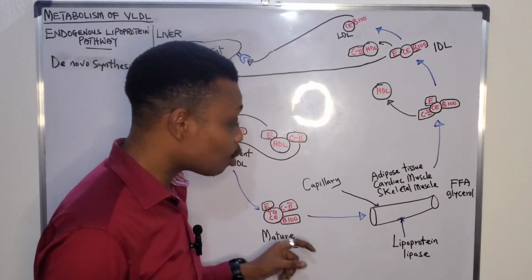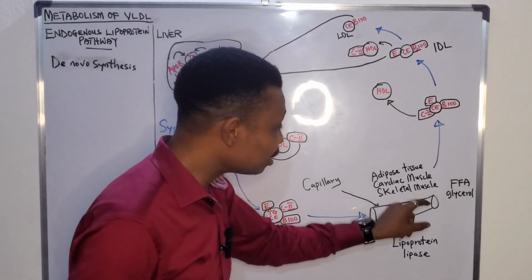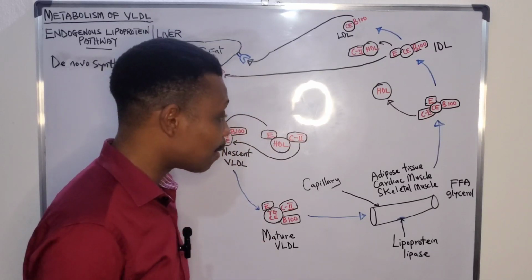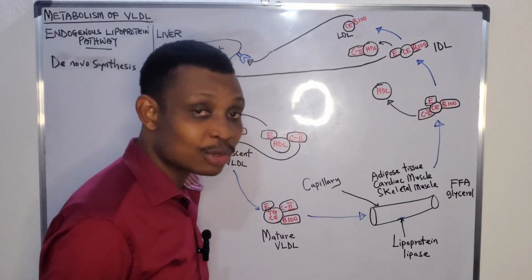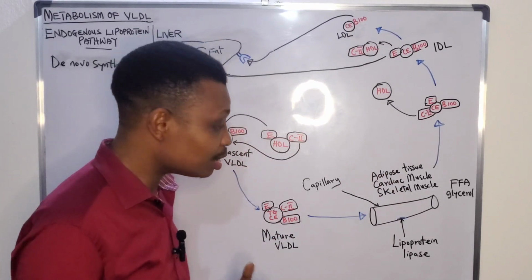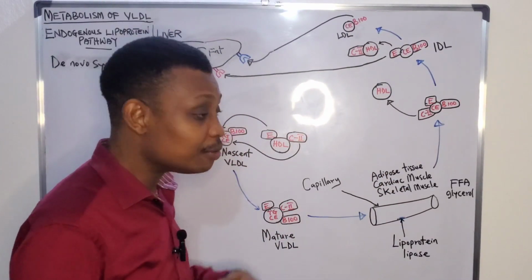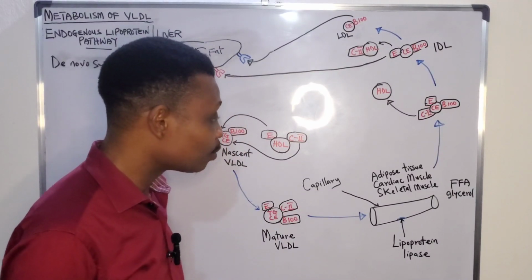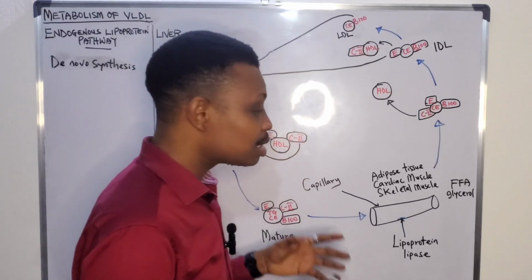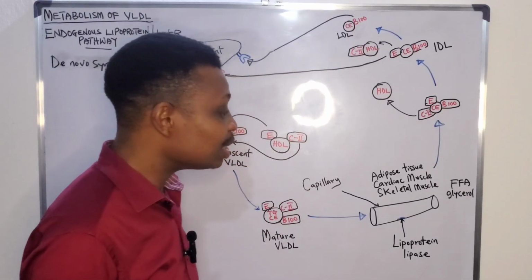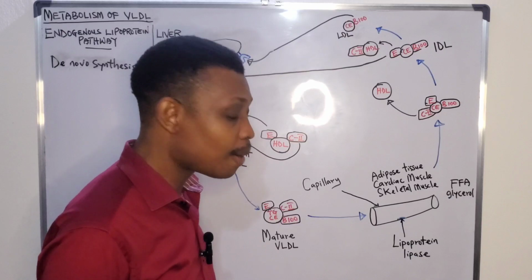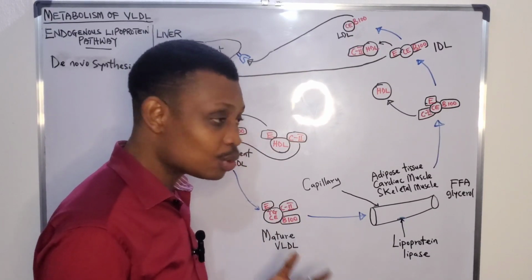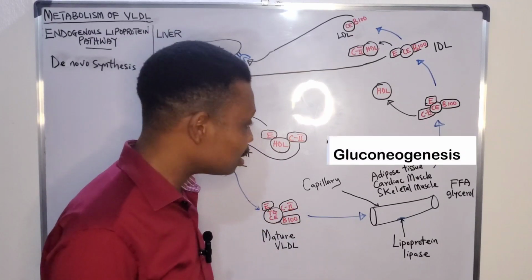If this hydrolysis occurs in the capillary of the adipose tissue, the adipose tissue will absorb the free fatty acid and store it. But if it occurs in the cardiac and the skeletal muscle, the free fatty acids will be used to generate ATP, which can be used for the various functions of the cardiac muscle and the skeletal muscle. Also, the glycerol is water soluble, so it dissolves in the blood, and then it is taken up by the liver, where it can be used to synthesize glucose through a process of gluconeogenesis.